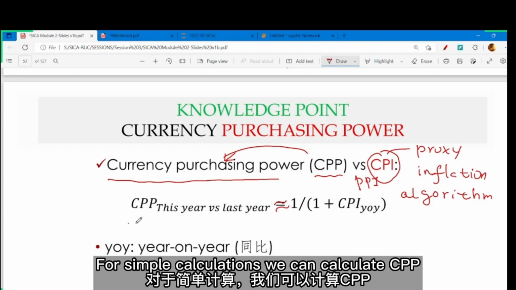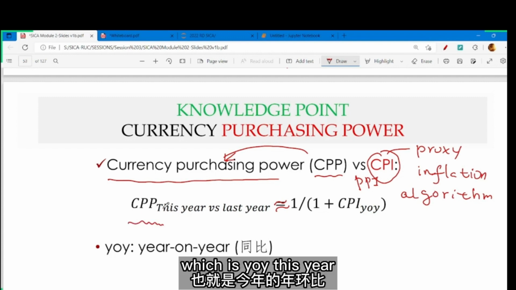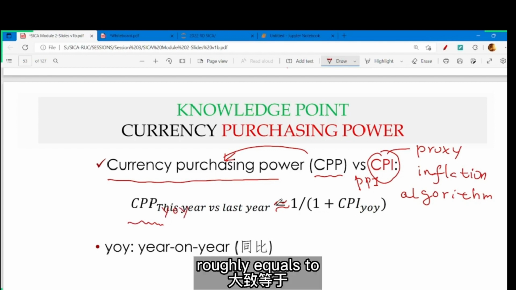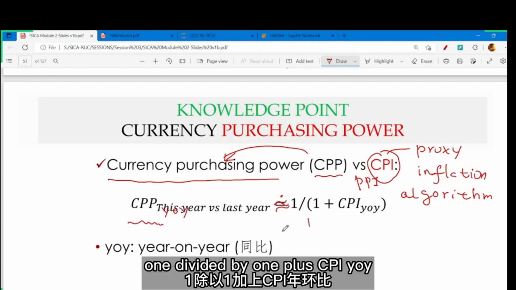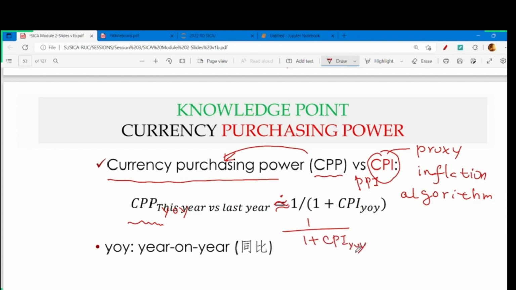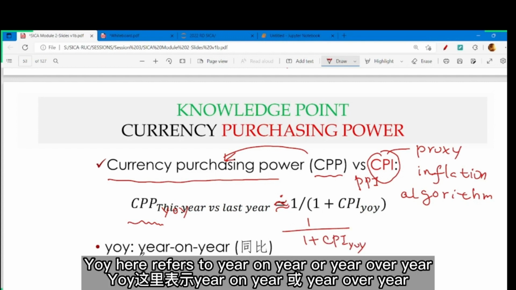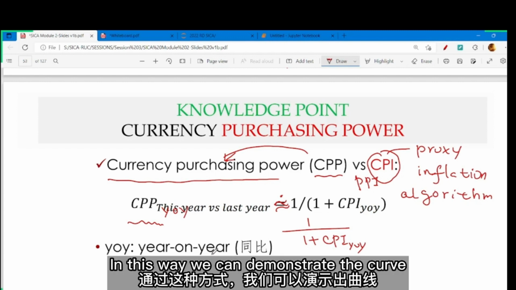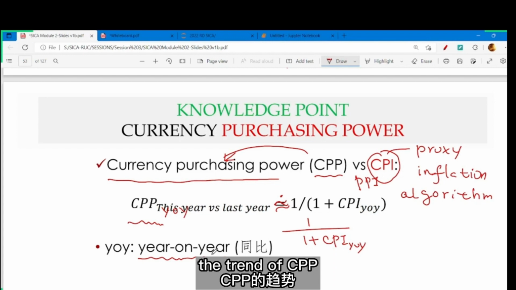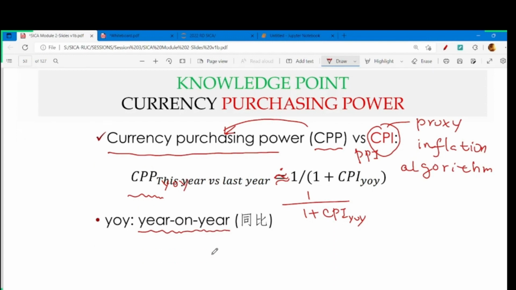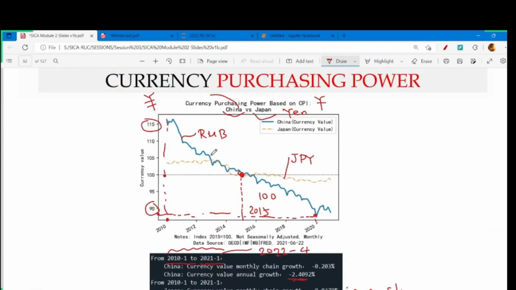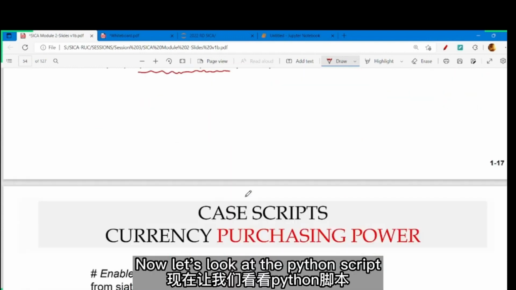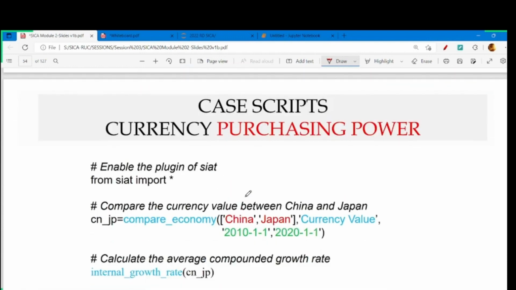For simple calculations, we can calculate CPP, which is YOY this year, roughly equals 1 divided by 1 plus CPI YOY. YOY here refers to year on year or year over year. In this way, we can demonstrate the curve, the trend of CPP. Now let's look at the Python script.